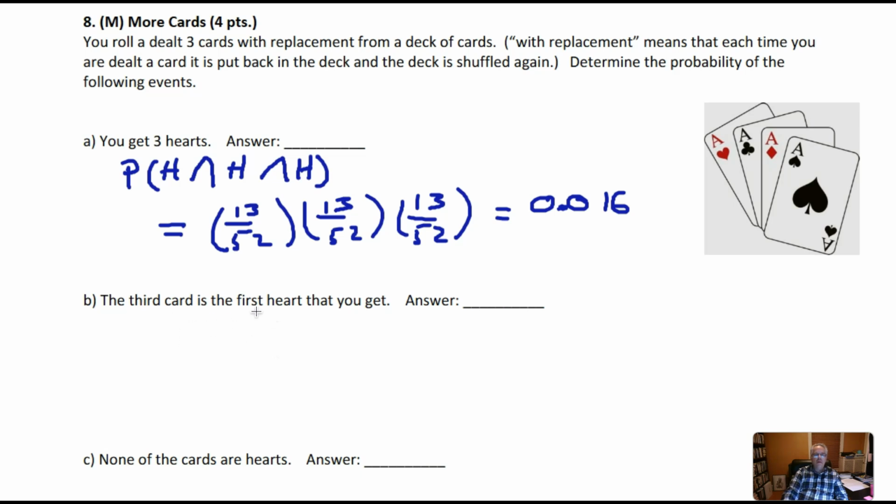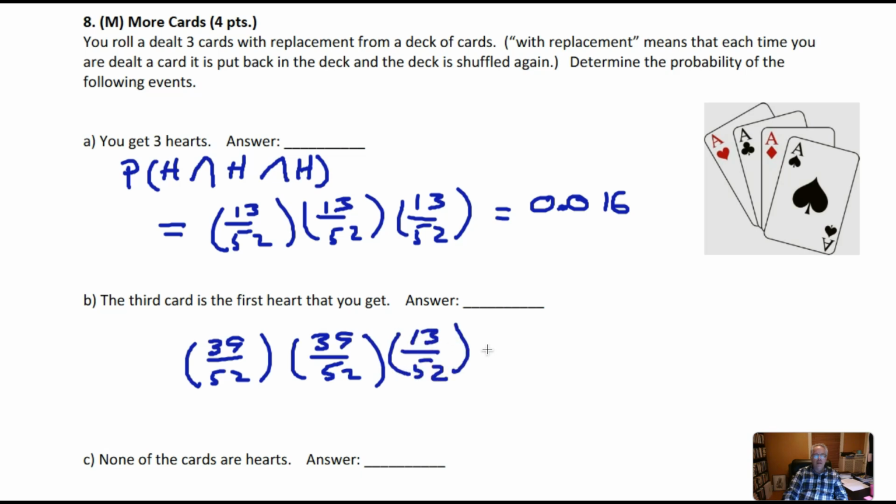The third card is the first heart that you get. That means the first card is not a heart, and the second card is not a heart, but the third card is. It's the first card that actually is. And this time, if you multiply all this out, you get 0.14. So 14% chance of that happening.